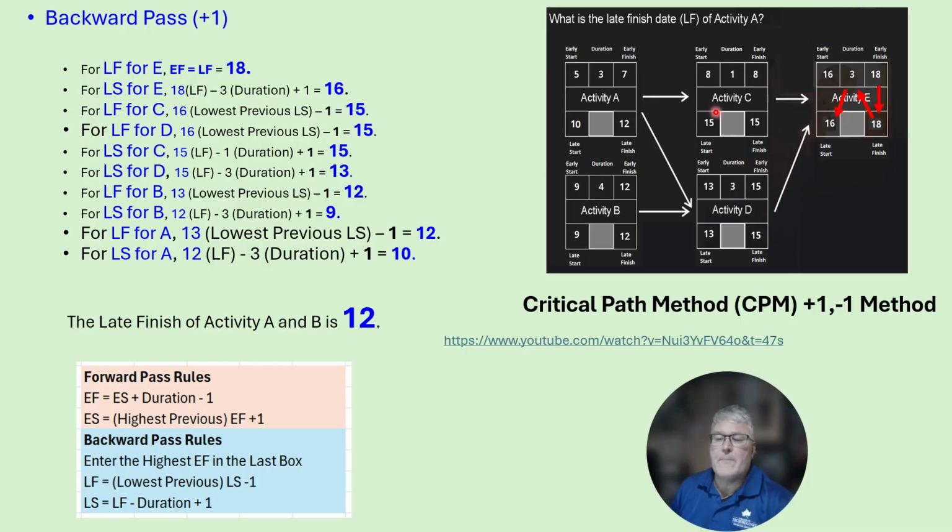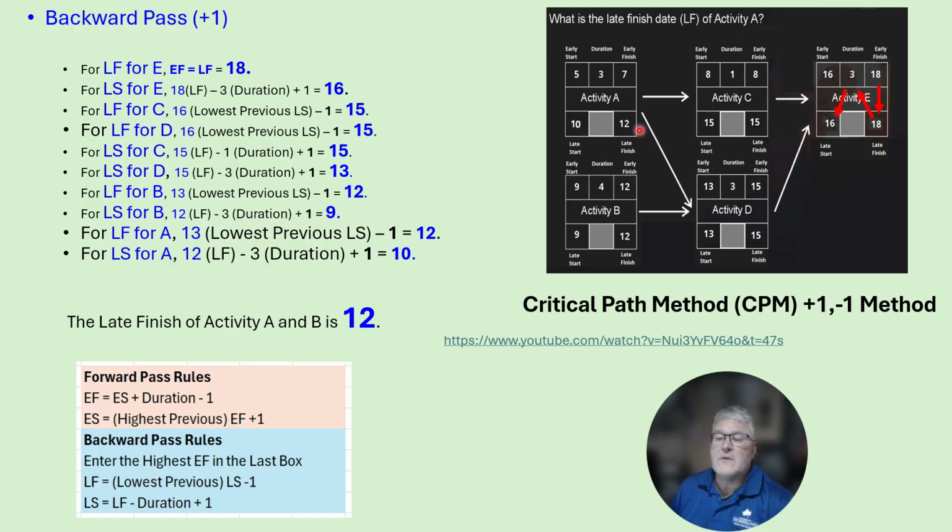Next, we're going to go back up here and we're going to say, okay, activity C has a late start of 15, but we also have a dependency here because activity D is also a part of going backwards on this. So we take a look here and we go, okay, which of these is the lowest previous? I'm taking a look right here. This is lowest previous. Well, for us, 13 is lower than 15, so we take 13 and we minus 1, and that's how we get our value for late finish with activity A. And that's what we are showing here with this rule.